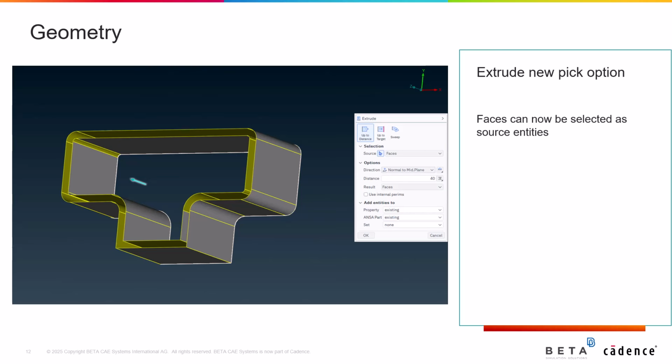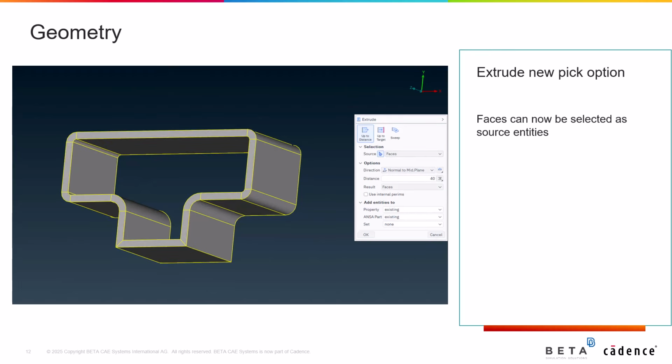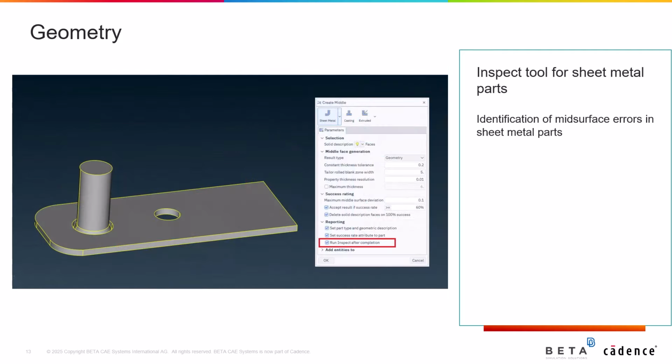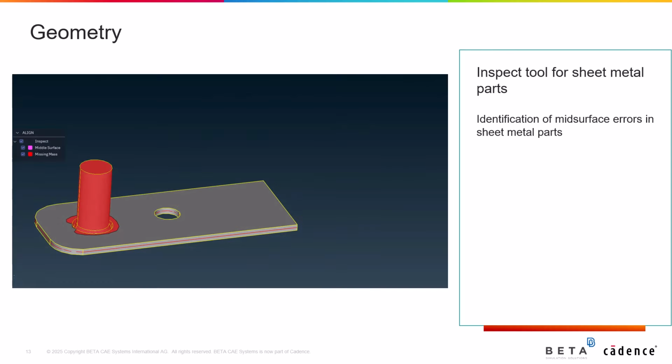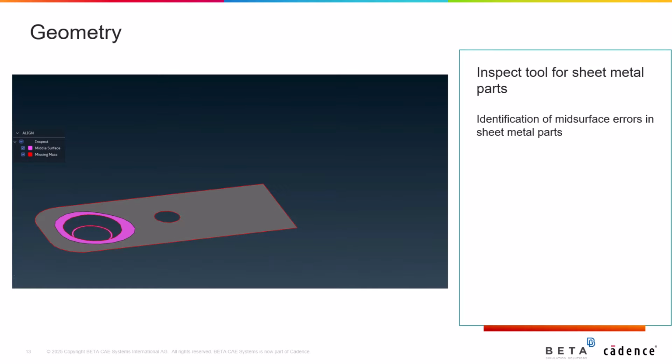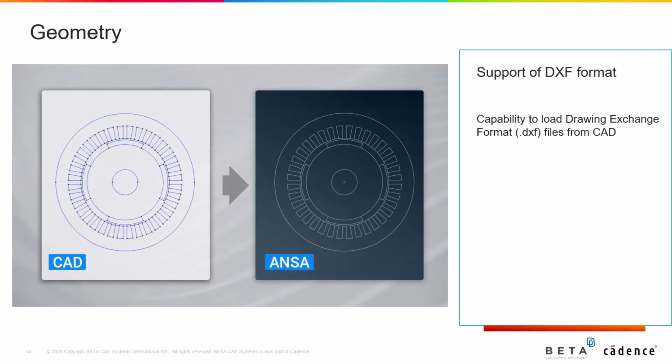In the extrude function, faces can now be selected as source entities, significantly simplifying the creation of extruded profiles. The Inspect tool, previously available only for casting parts, is now also accessible for sheet metal parts. It can highlight areas where the sheet metal algorithm was not fully successful. Finally, it's worth mentioning that ANSA now supports importing drawing exchange format or DXF files directly from CAD, thus improving interoperability.